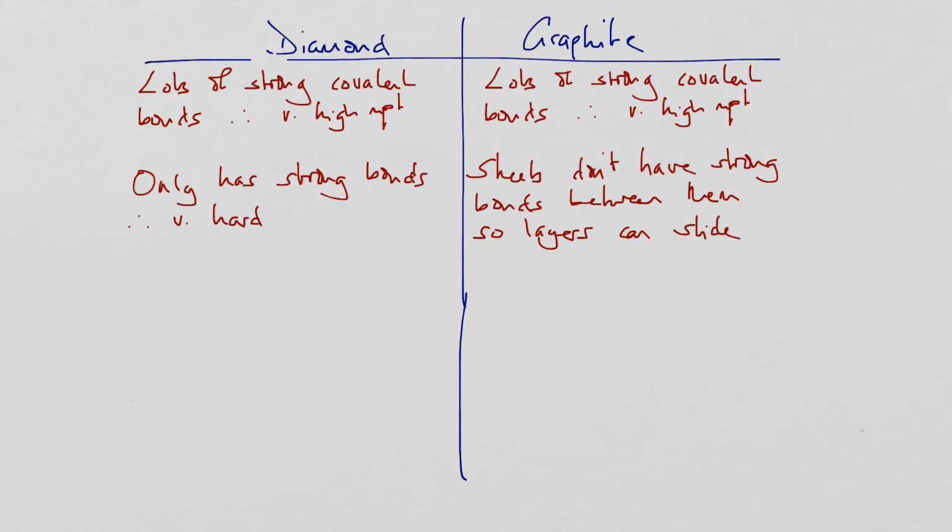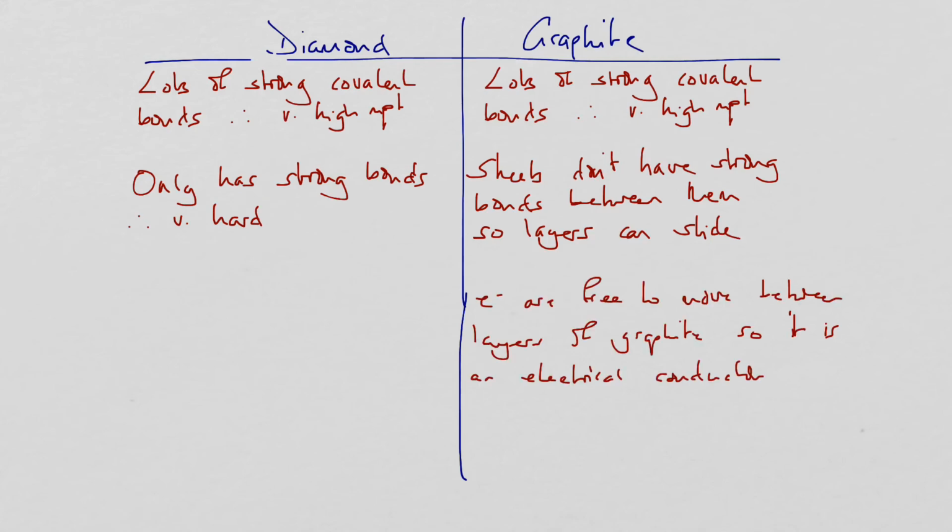The last point is to do with electrical conductivity. With graphite, remember, between those layers we had electrons, and those electrons are free to move. Because those electrons are free to move, they can move left to right in between those layers, and that's why graphite conducts electricity. So the electrons are free to move between layers of graphite, which means it's an electrical conductor. And with diamond, there are no free electrons and no free ions that are free to move. So diamond is an electrical insulator.